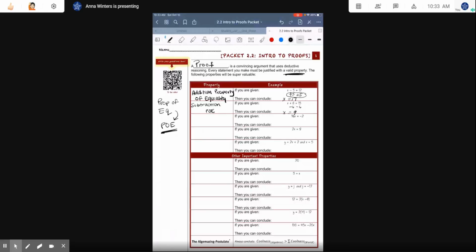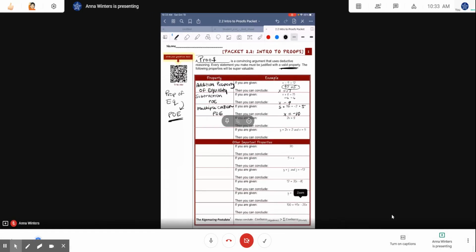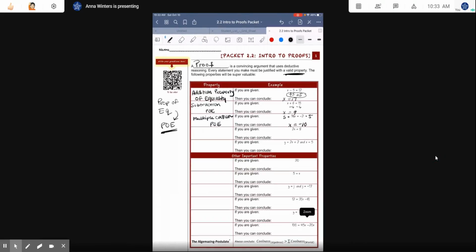Next example, if you are given 1/5 x equals negative 2, how do I get x by itself? To do that, I would be multiplying 5 to both sides, and x would equal negative 10. That is our multiplication property of equality. The next example, we have 2x equals 8. How am I going to get x by itself? To get x by itself, we are going to be dividing both sides by 2 to get x equal 4. So that's our division property of equality.